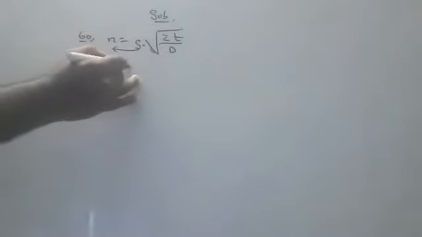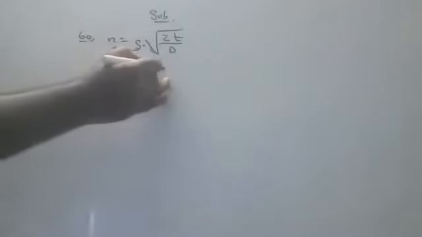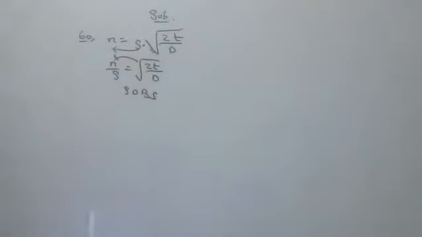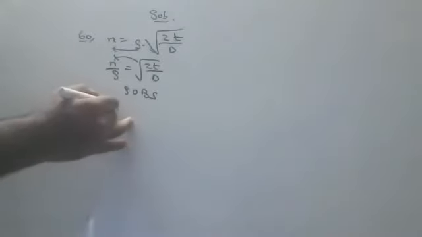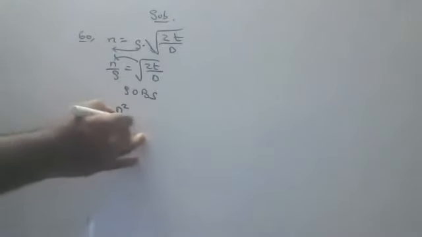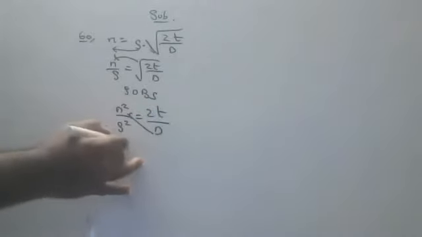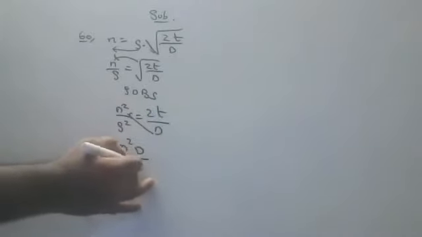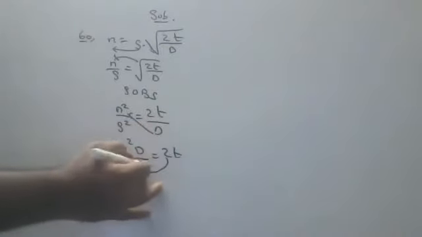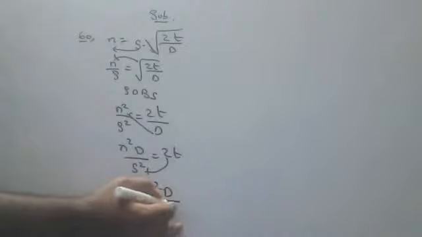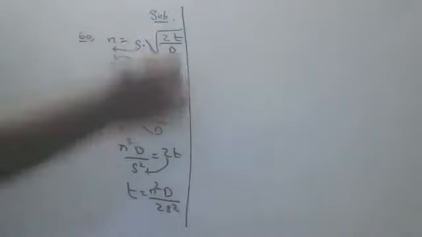n by s is equal to under root of 2t by d. Squaring on both sides, the root becomes a square. So n square by s square is equal to 2t by d. d will go across: n square d by s square is equal to 2t. 2 will come down. So t is equal to n square d by 2s square. This is the first sum.